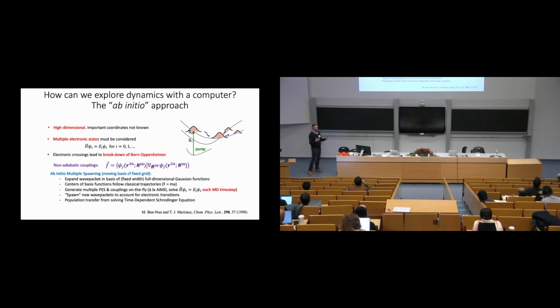And then we can solve the potential energy surfaces on the fly. This is the standard old-fashioned approach, and that means doing electronic structure calculations at every time step, solving for the potentials, the forces, and the couplings. And then the population transfer between basis functions occurs through the solution of a time-dependent Schrödinger equation.